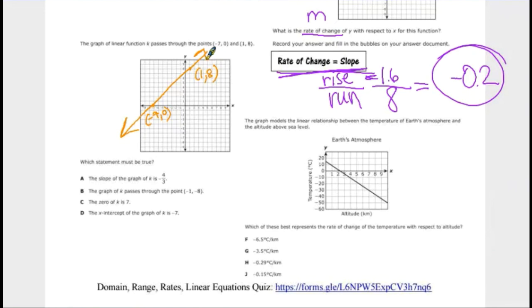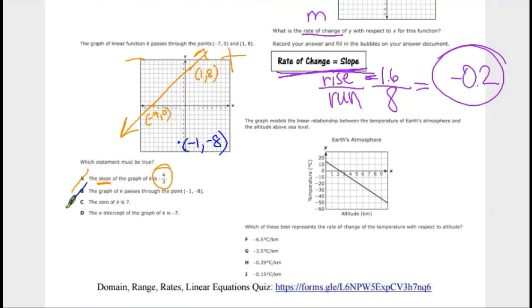A, the slope of the graph of k is negative 4/3. Well, guys, if it's the slope, and it says negative, is there any way that this line can be negative? A negative line has to point the opposite way. No, it's positive, so it can't be the answer. B says the graph k passes through the point negative 1, negative 8. Well, let's graph it. If it's negative 1, I'm going to go 1 to the left and go down 8. Is there any way that our line's passing through that? Heck no. So that can't be our answer.